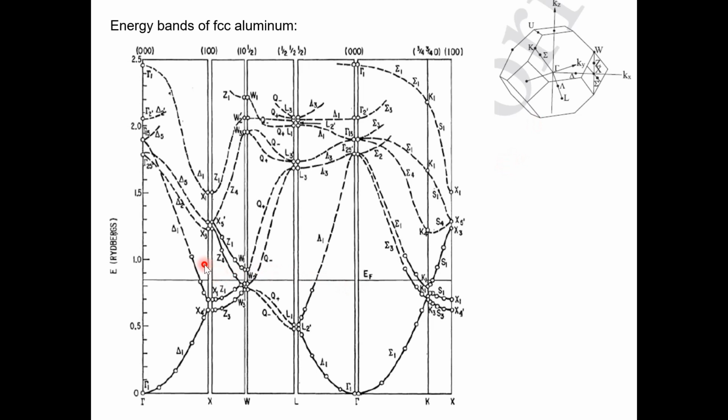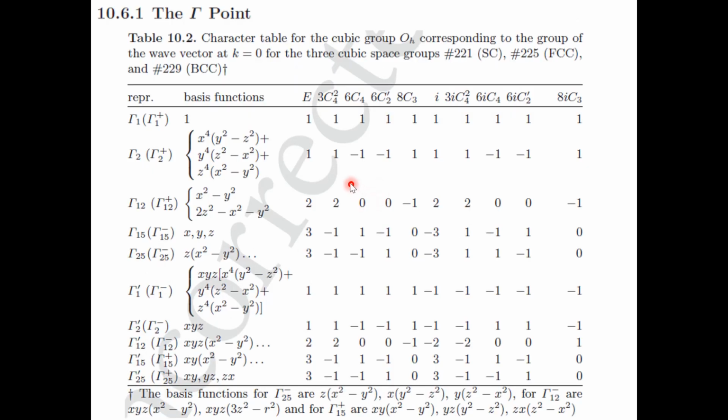But let's focus initially on the gamma point. So what group theory is telling me is that I cannot have electronic states with degeneracy larger than 3. I can have non-degenerate states, for instance gamma 1 or gamma 2, doubly degenerate gamma 12, and triply degenerate states, gamma 15, gamma 25, and the same for the even representations.